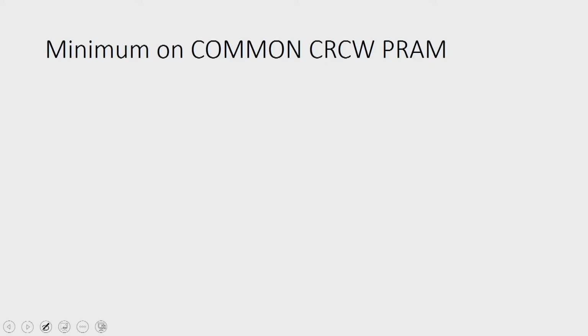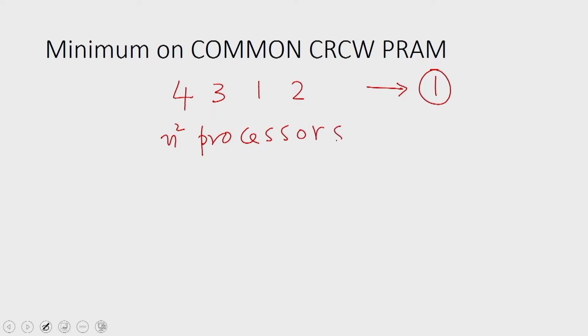Let us say we want to find the minimum of n elements. For example, given an array of size, let us say, 4, we want to find the minimum of the array, which is in this case 1. So, we assume we are given an array of size n, but let us assume that we have n squared processors for a problem size of n. So, in this case n squared equal to 16, we have 16 processors, let us say.